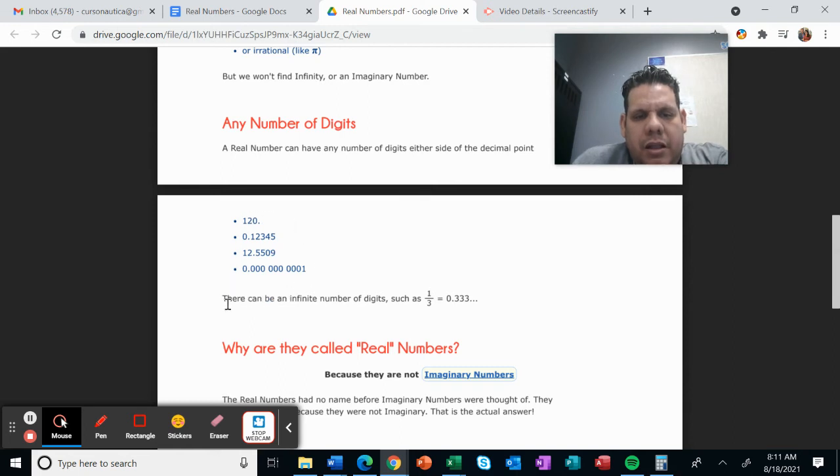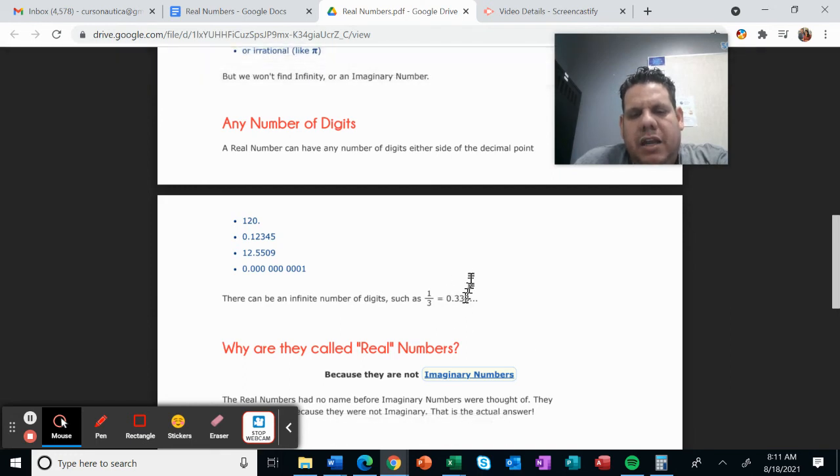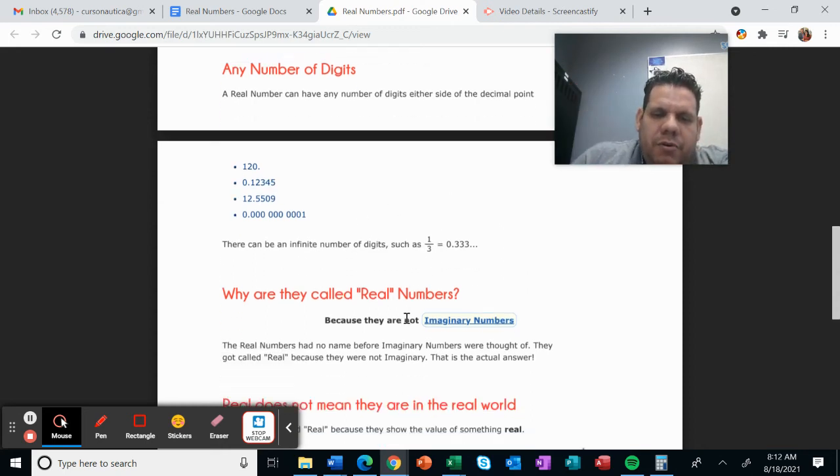There can be an infinite number of digits, such as 1/3. We are repeating again and again the 3, 0.333333, and we can go back and forth from here to the moon, and the threes will never end. So that is an infinite number of digits when we have an irrational number.